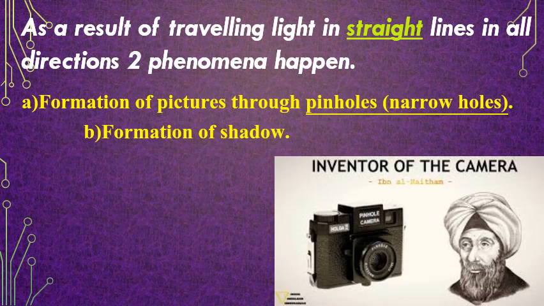You know who this man is? Yep, super! You have a great memory. He is Al-Hassan ibn Al-Haytham. Okay, I will tell you a funny story about Al-Hassan ibn Al-Haytham to understand the first phenomenon, which is formation of pictures through narrow holes. Do you like stories? Well, you will like this one.